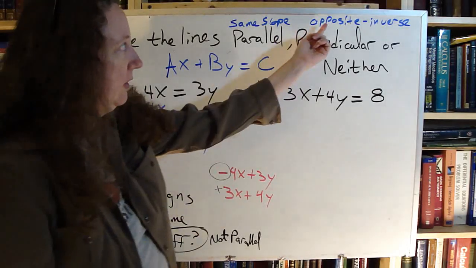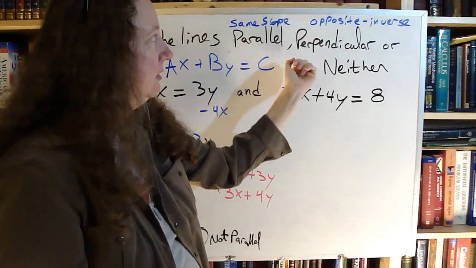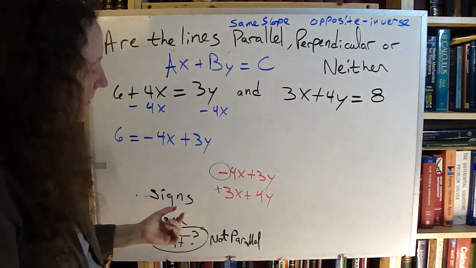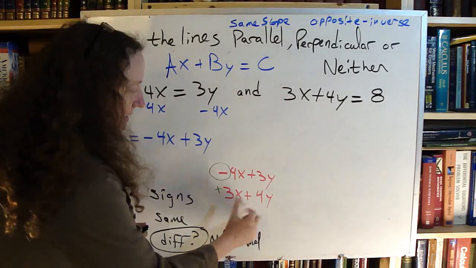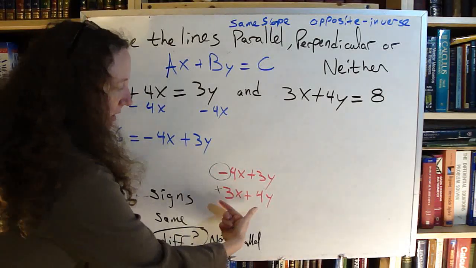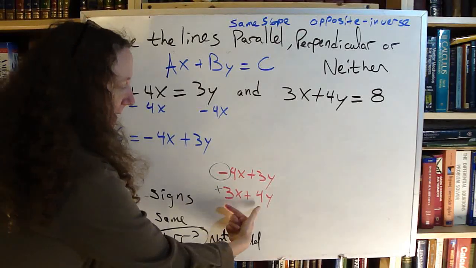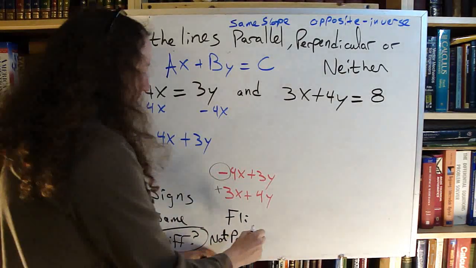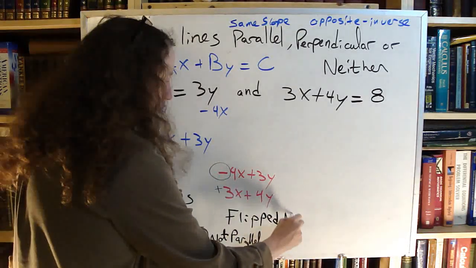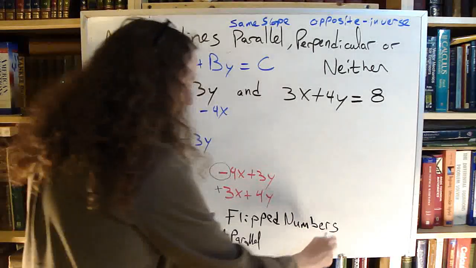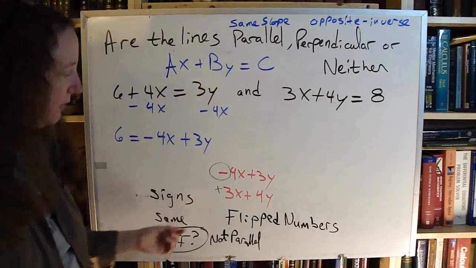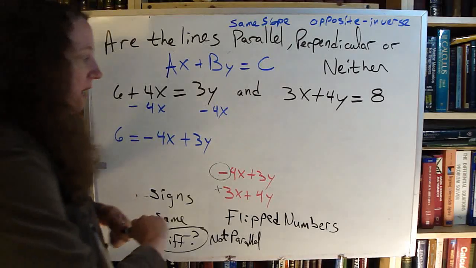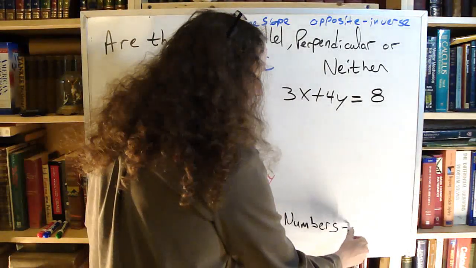So that was the opposite part of the perpendicular statement. My signs are opposites, positive, negative. The other part of it is inverse. That means like flip the fraction type thing. It also means flip my numbers. So I have my 4 and my 3, and then I have my 3 and my 4. So I have flipped my numbers. I check the signs first because it's the easier thing to check. And I check the flipped numbers next. I see that they are flipped. That is telling me then they are perpendicular.